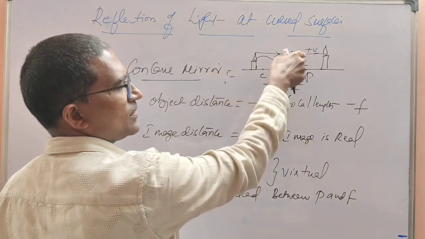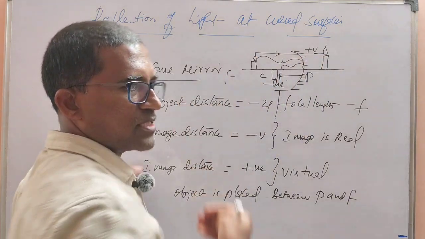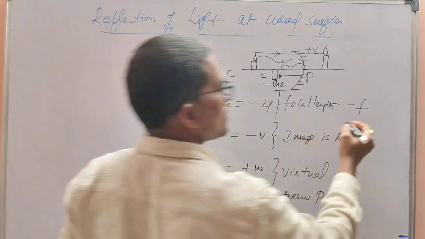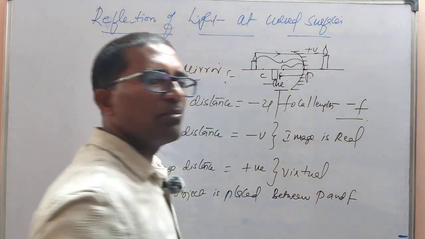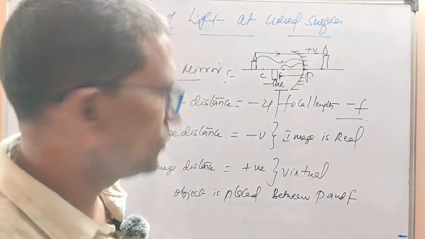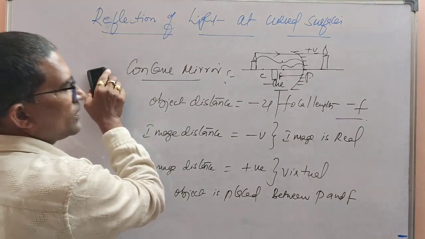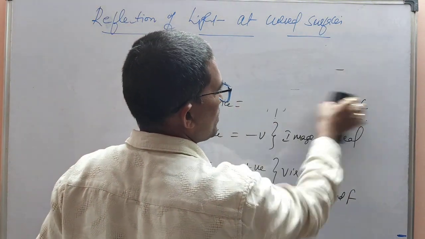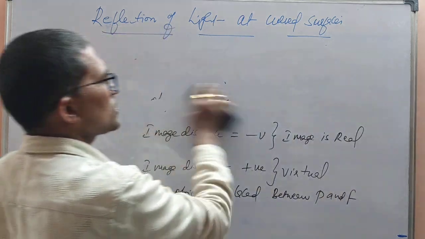Now light direction is like this. We are moving opposite the direction of the incident light. Then it is considered as a negative value. Then the focal length is negative for concave mirror. Is it clear, all of you? Okay, next, after this, how we have to take the sign conventions in case of a convex mirror.